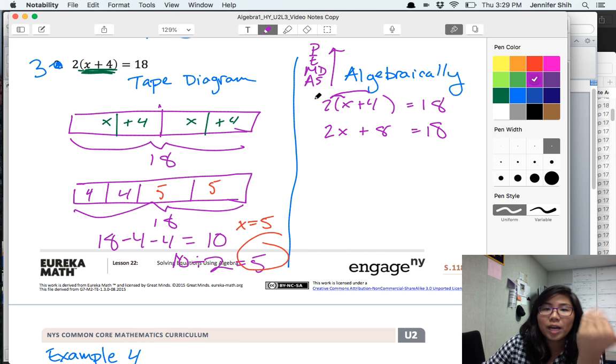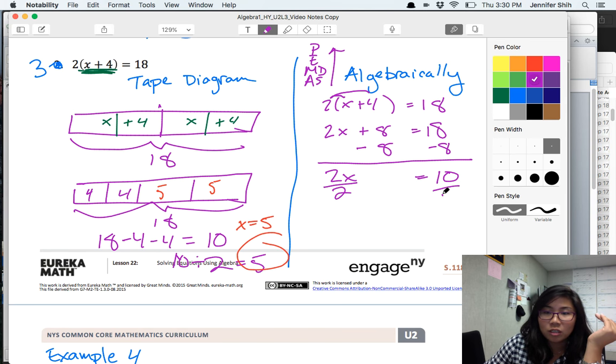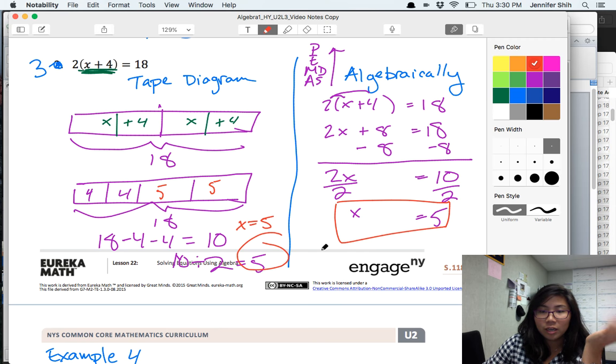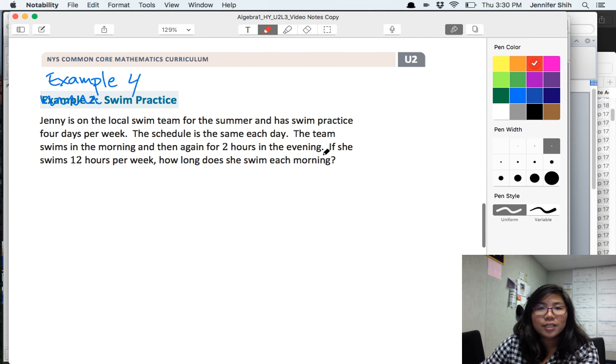From here, let's go back to the beginning. Is there addition and subtraction? Yes. So we're going to subtract 8 on both sides. 2x is equal to 10. And now we divide. Because this is 2 times x, we're going to divide both sides by 2. Oh, x is equal to 5. There we go. We're doing it again. They're the same. Excellent. One more example. Hang in there. For this next one, you might have to pause right here to write it down.